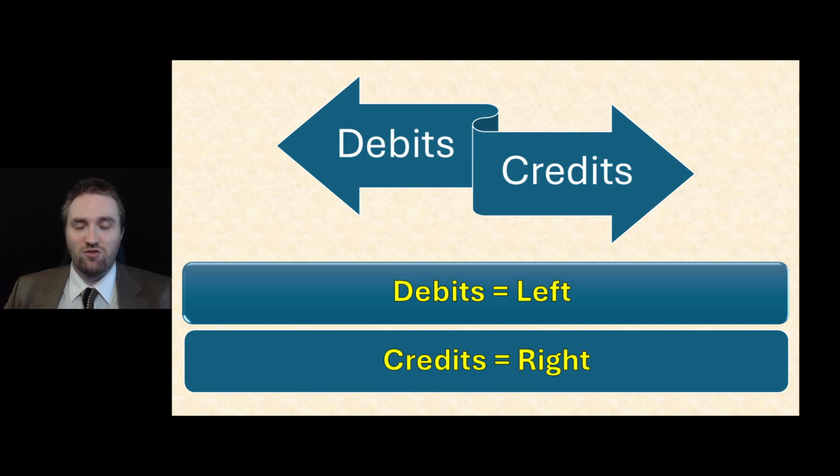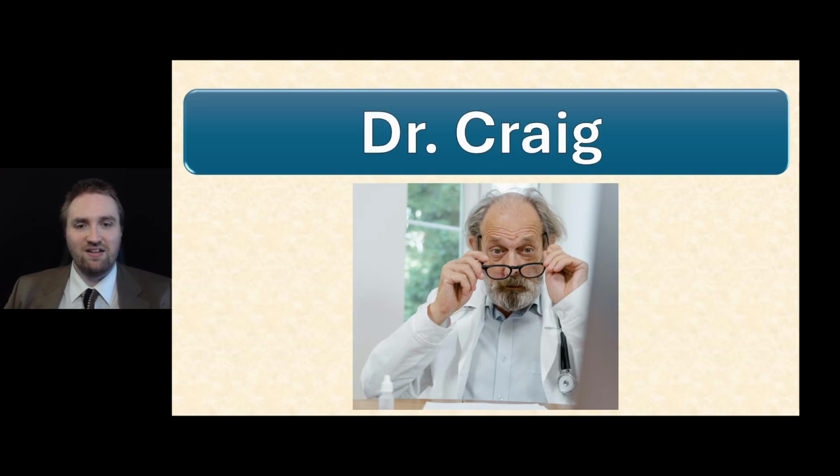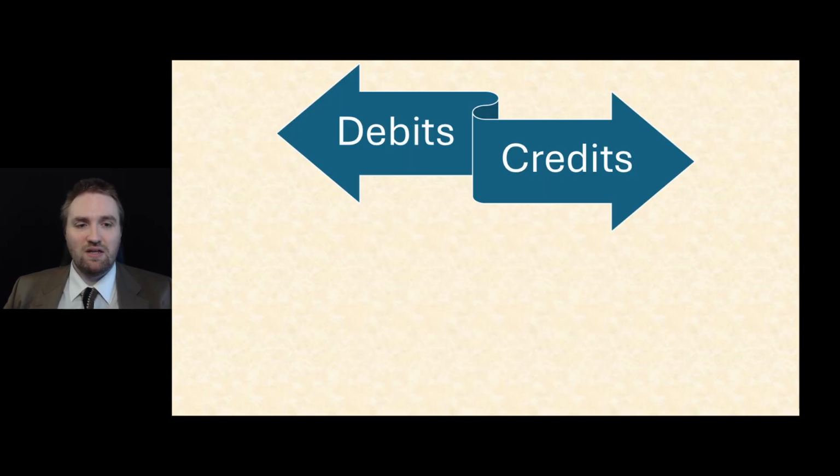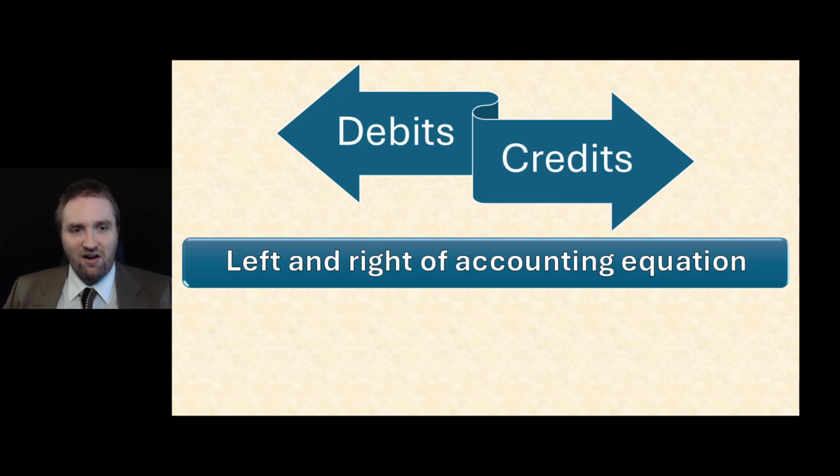An easy way to remember this, and to remember which side is which, is to remember Dr. Craig. When you visualize the name Dr. Craig, you'll easily see that the DR is on the left side and CR is on the right side. One more important thing to note: debits are always written before credits. Think of it like reading order: left before right, debits before credits. All right, now that you know debits are left and credits are right, you might be wondering, left and right of what? They're the left and right hand sides of none other than the accounting equation.